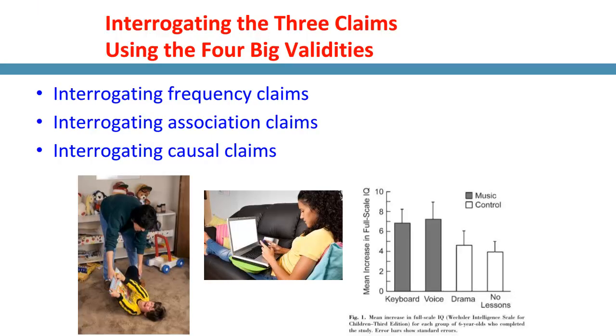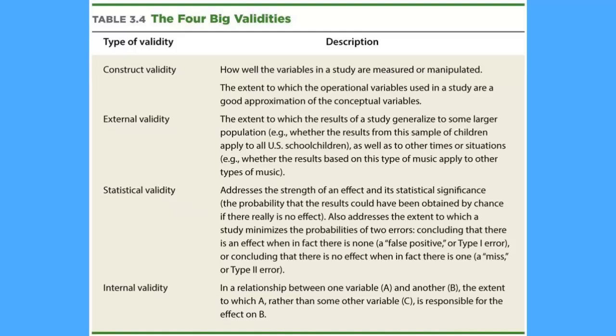So in everyday life, we are presented with 3 different kinds of claims, and in research as well. We have frequency claims, association claims, and causal claims. By now you should have the skills to identify the type of claim, but how do you evaluate the quality of those claims? In this lecture we'll talk about some different kinds of validities and which validities are appropriate for each type of claim. So here we have 4 different kinds of validity. We have construct, external, statistical, and internal.